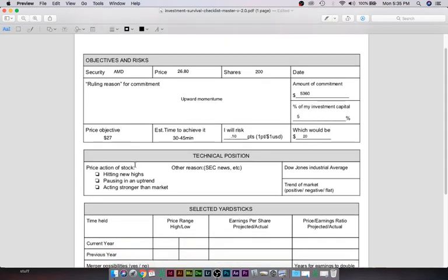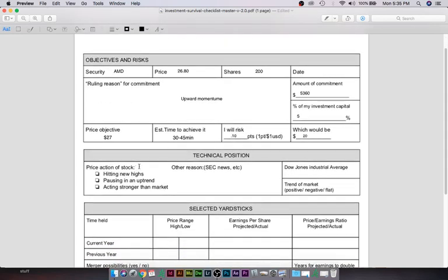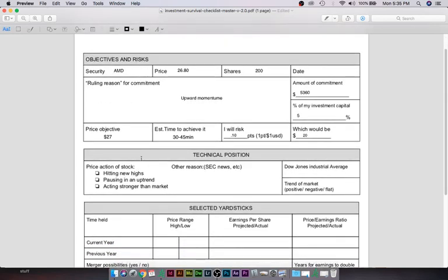Let's move on down here to the technical positions. What is a technical position? Well, a technical position is an underlying reason for a ticker to go up or down, whether it be news, filings, hitting a new high, whether it is trading in an uptrend or downtrend, and how it's acting with the market itself.